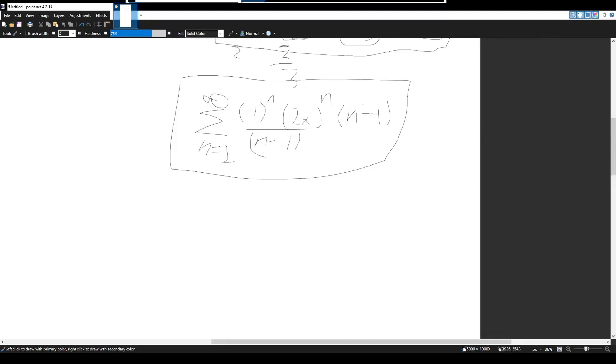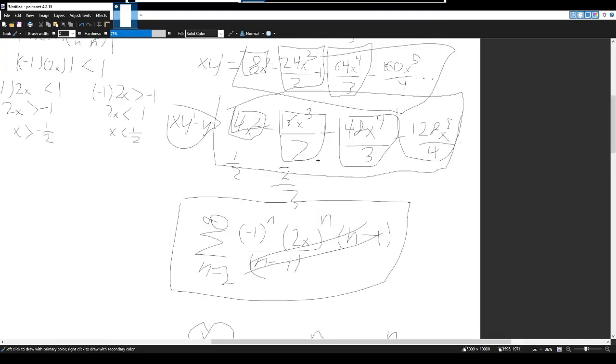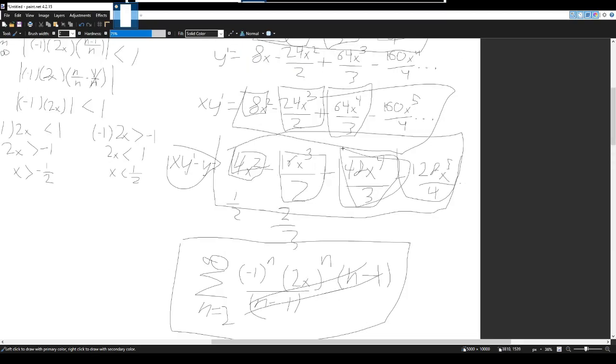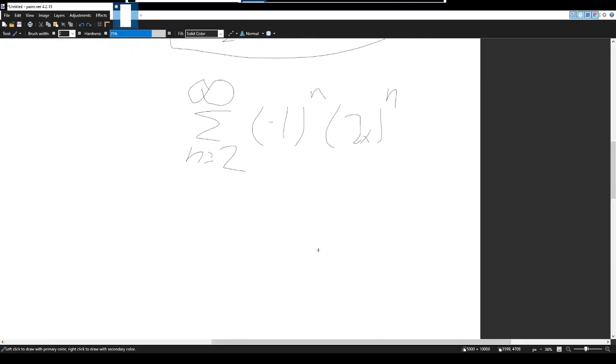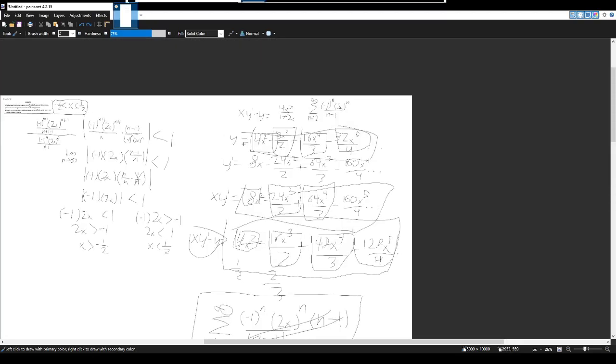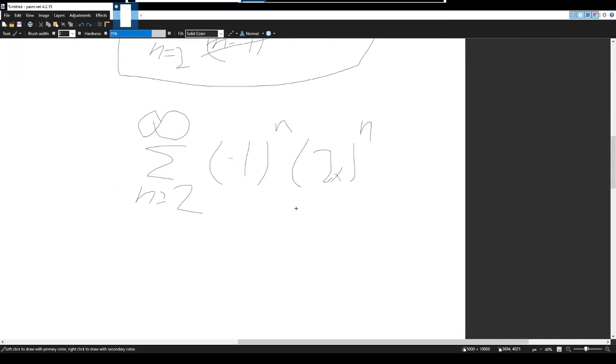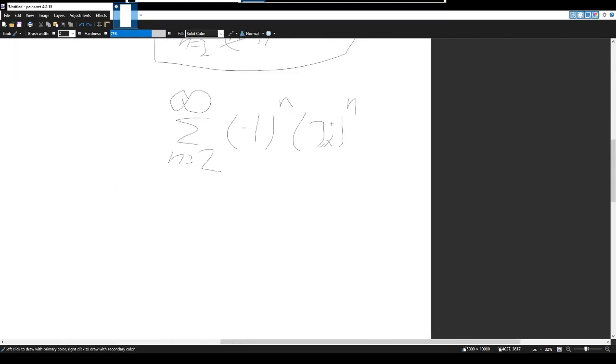Now, of course, in this, we can cancel this out. So then we just have the sum from n equals 2 to infinity of -1 to the n times 2x to the n. So this should be the same as this sequence right here, which I believe it is. And so we want to get the sum that this equals, because we want to find an exact answer, because we want to show that it equals this right here. And that's a pretty exact answer, as exact as you can get without knowing x.